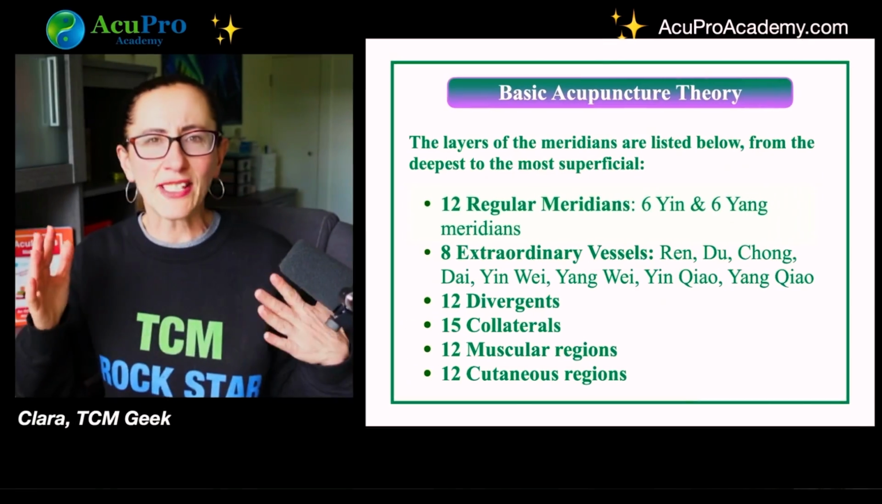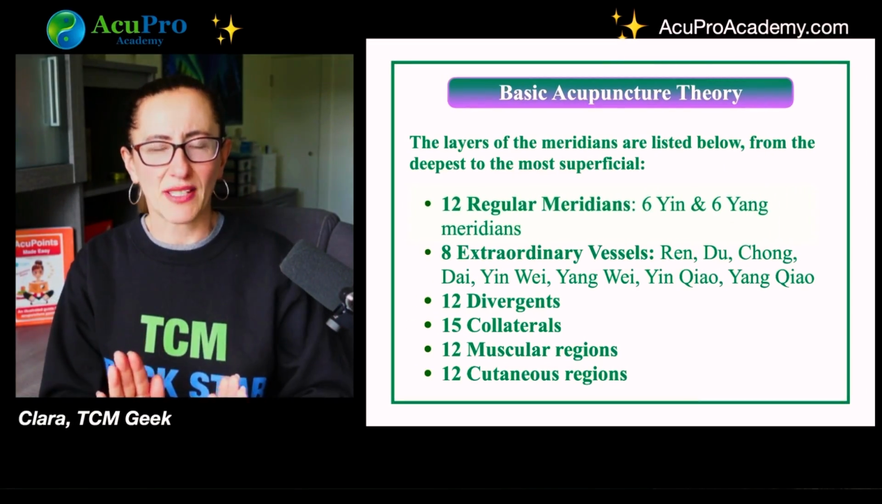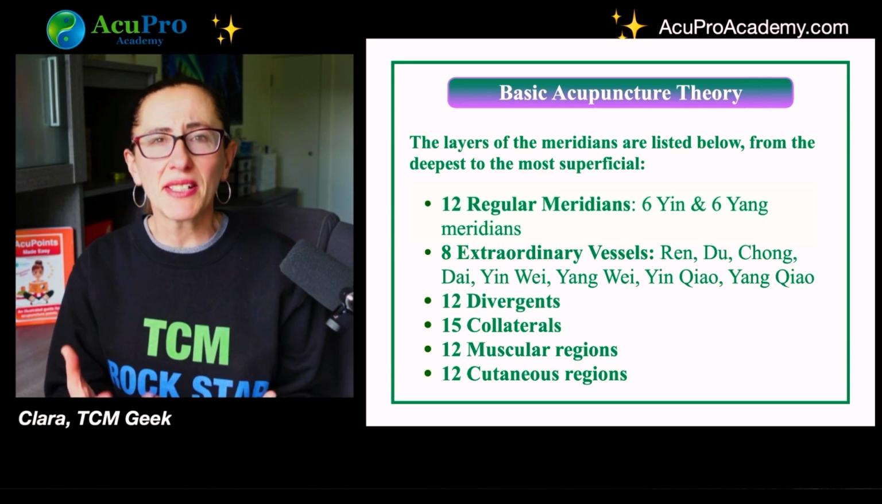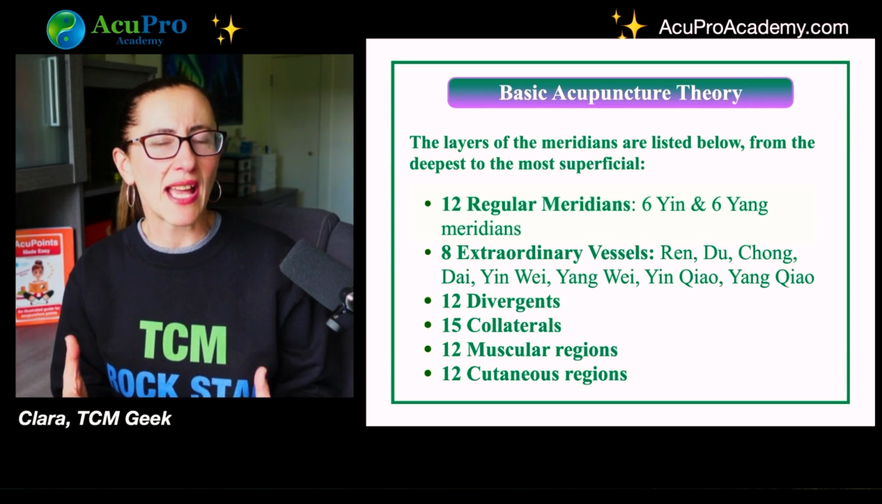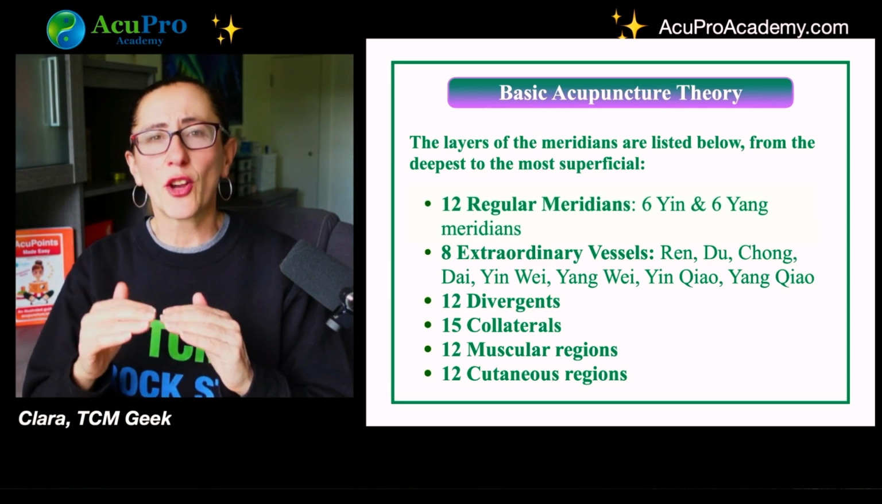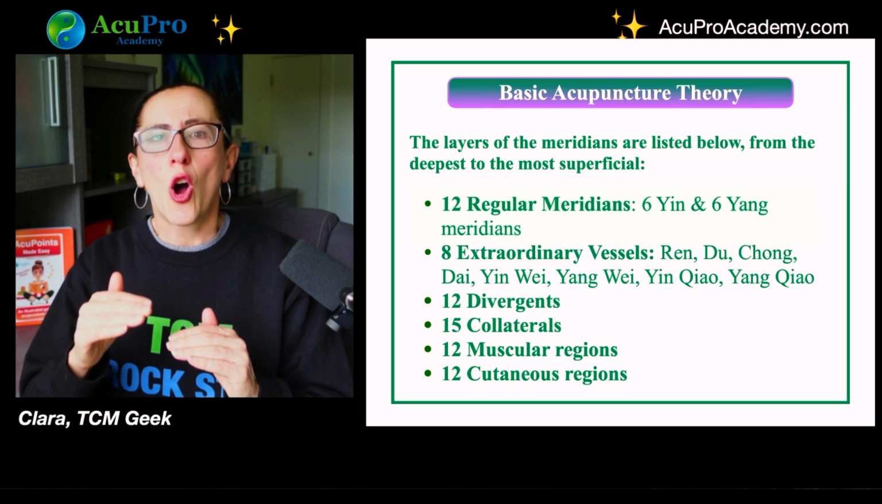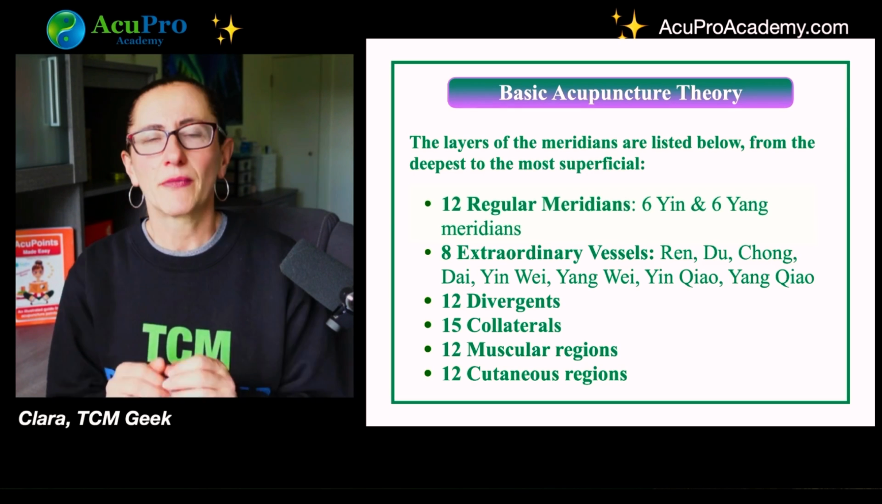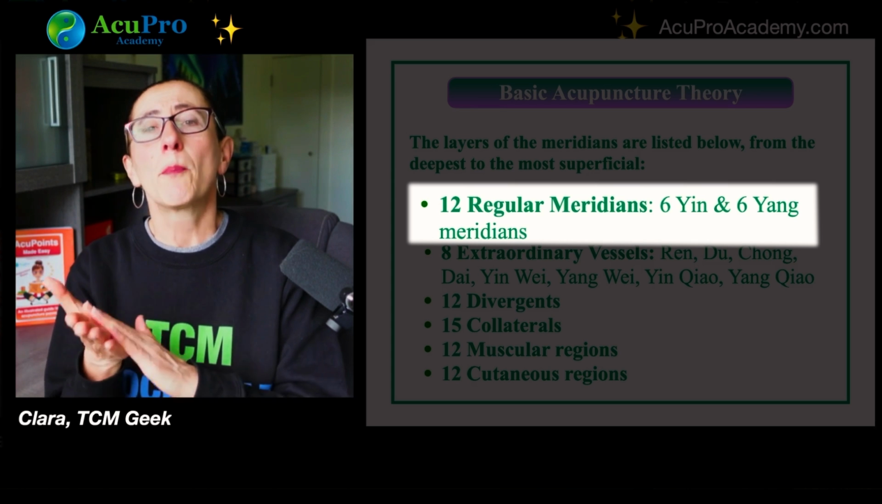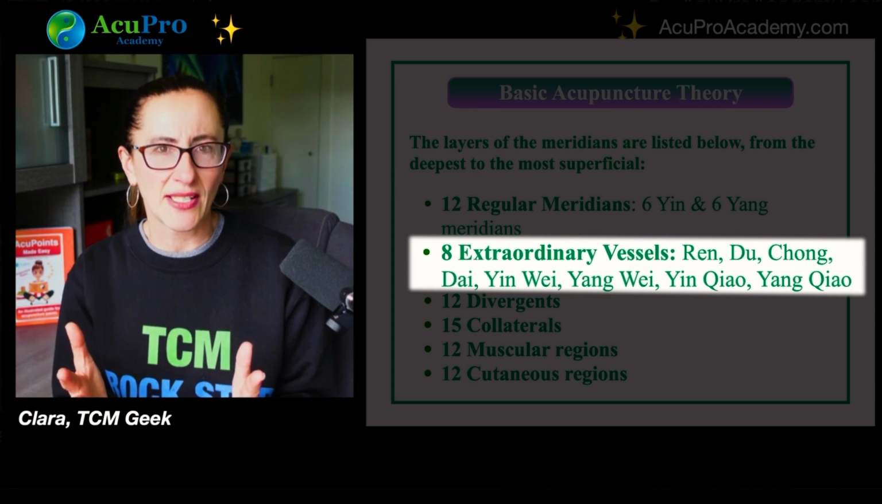Let's rock it. Let's start with the meridian layers, and then we're going to look at the 12 regular main meridians, characteristics, and how we utilize them in clinical practice. If we start at the layers, we're going to start at the deepest layer all the way up to the surface. The deepest meridians are the 12 regular meridians plus the 8 extra vessels.